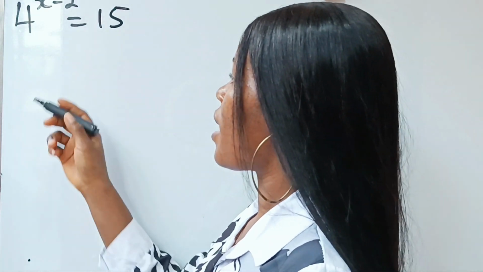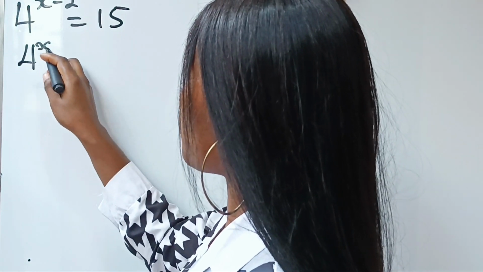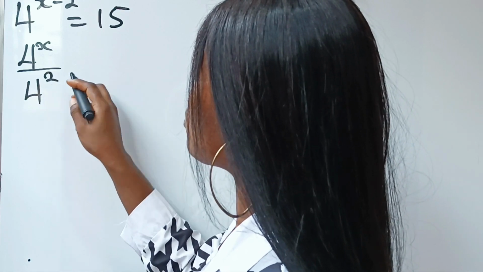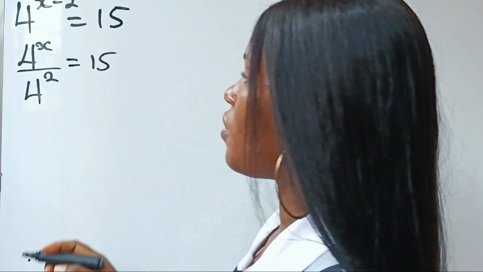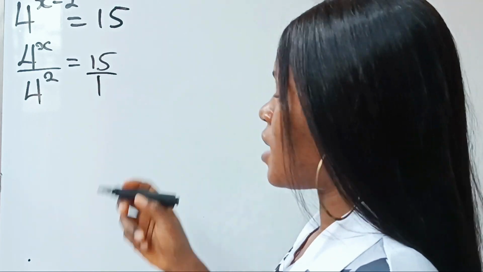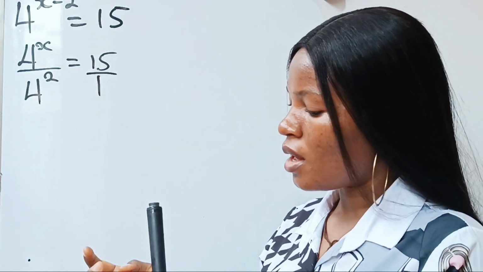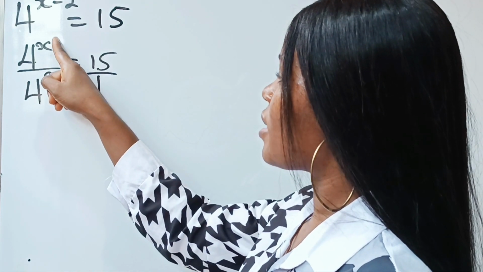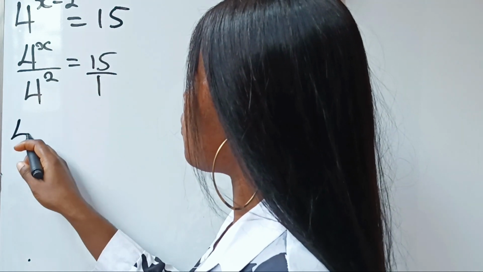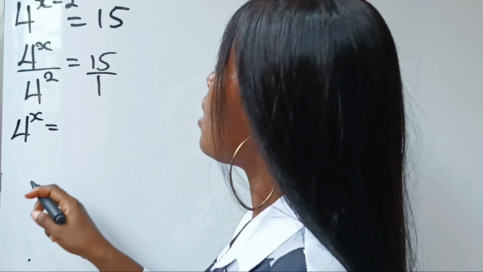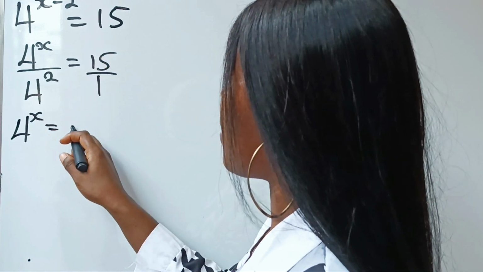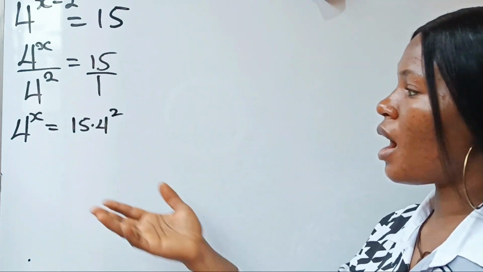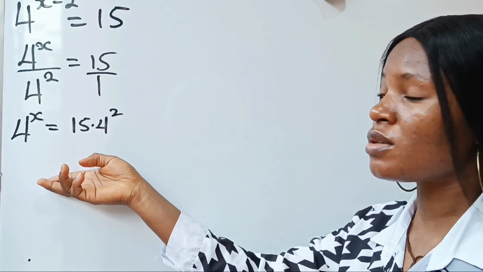Therefore, we will write 4 to the power of x divided by 4 to the power of 2 is equal to 15. So this is the same thing as 15 divided by 1. Now, let's cross multiply. When we do that, we are going to have 4 to the power of x times 1, which is 4 to the power of x, is equal to 15 multiplied by 4 squared. Now, let's introduce log to both sides of the equation.